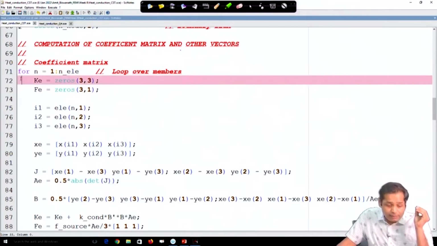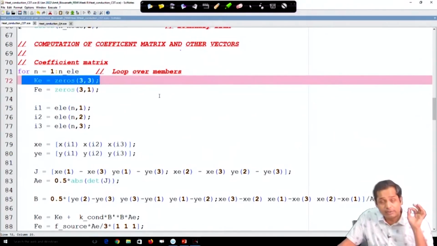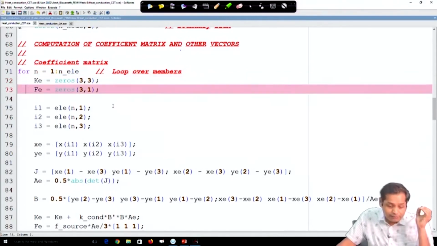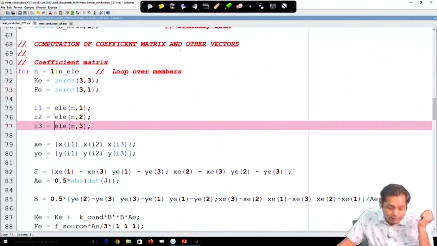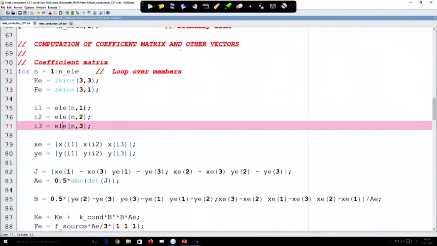Okay, so the size of the element coefficient matrix is 3 by 3 because we are using a 3-noded triangular element, and the size of FE is also 3 by 1. I1, I2, I3 are the global node numbers for that particular element.